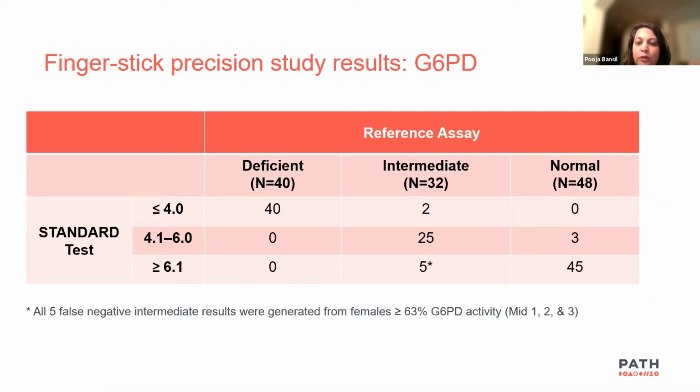Among the 6 normal participants, only 3 out of 48 results were discordant. And among the 4 intermediate participants, 7 of the 32 results were discordant. 2 of these results were below 4 on the standard, and the remaining 5 were above 6. The 5 false negative results were from female samples, mid 1, 2, and 3, that had greater than 63% reference activity. Next slide, please.